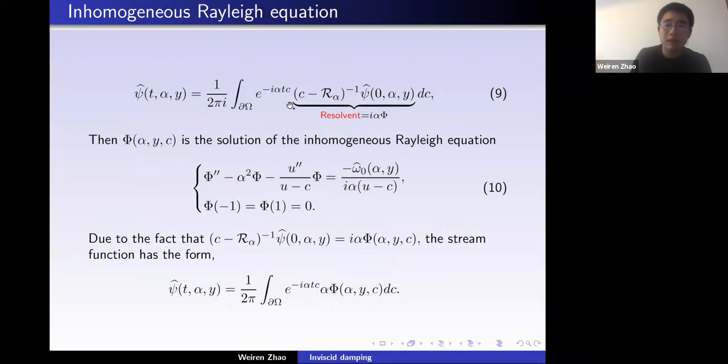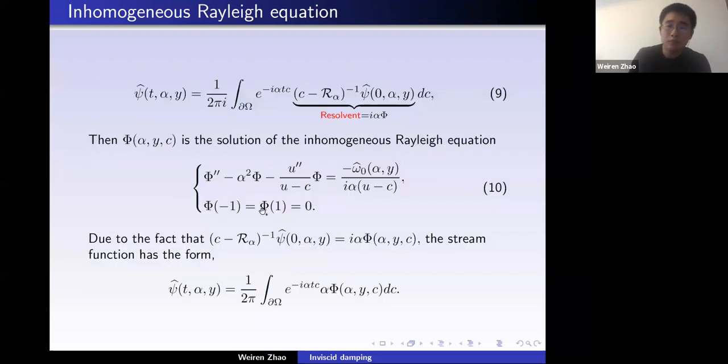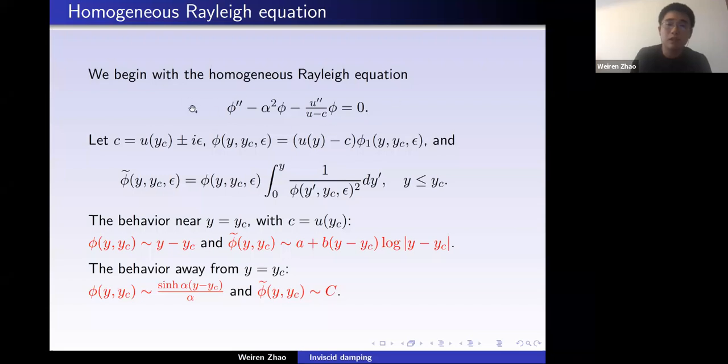Anyway, we just go back to the representation formula, and if we let this resolvent equal I alpha of phi, then the phi will satisfy the famous inhomogeneous Rayleigh equation. So finally the representation formula can be written down in this way. What we want to do next is take a limit of this domain. So let's first solve the equation. To solve this inhomogeneous equation, let's first solve the homogeneous one.